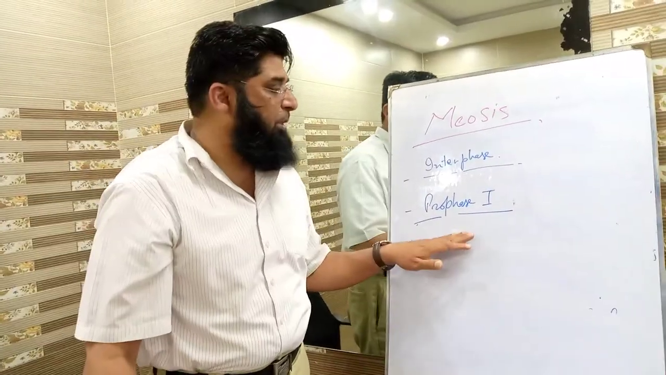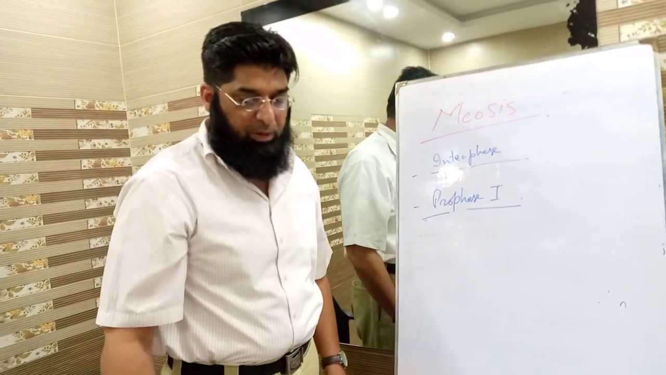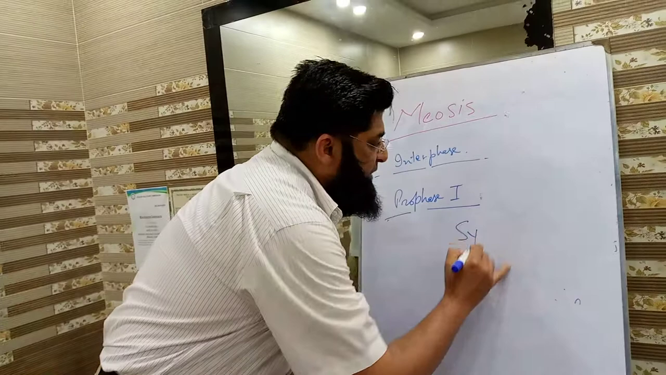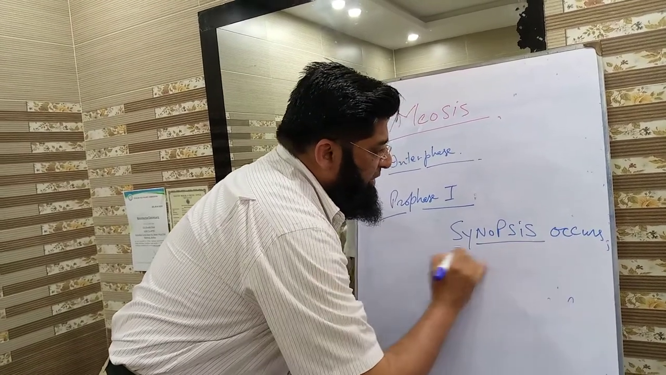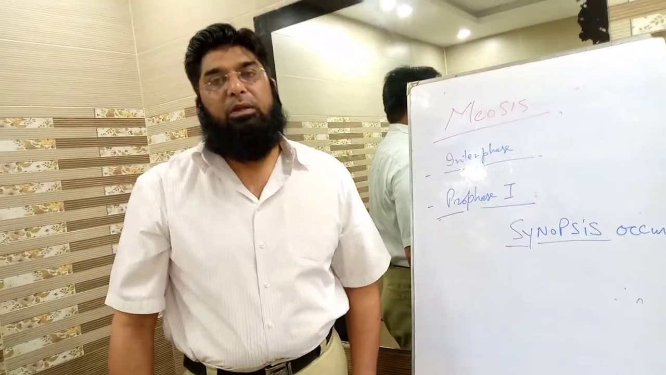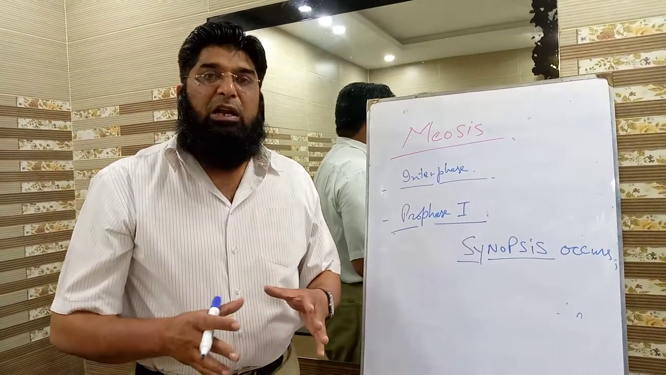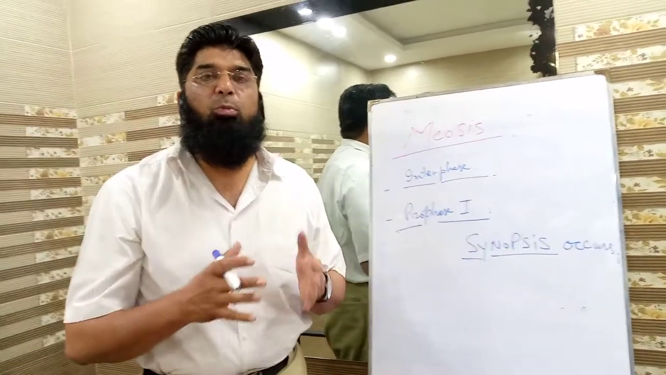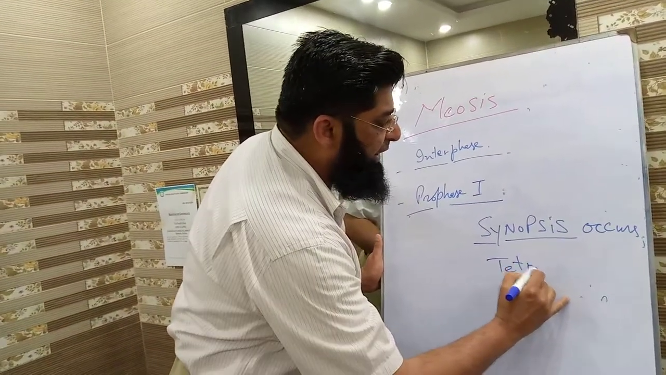Prophase 1. What happens in prophase 1? Condensation of the nuclear material so that chromosomes become more and more visible. Another point which is unique to meiosis is that synapsis occurs. Students, synapsis means that there is a transfer of nuclear material between two homologous chromosomes. And as a result, a tetrad is formed.